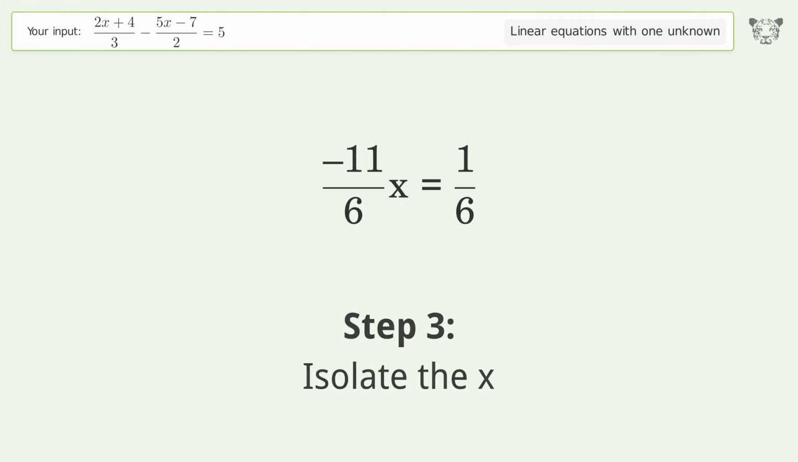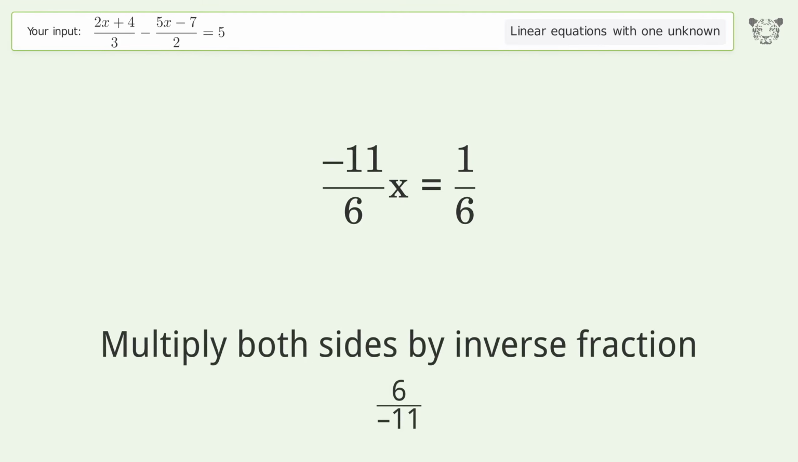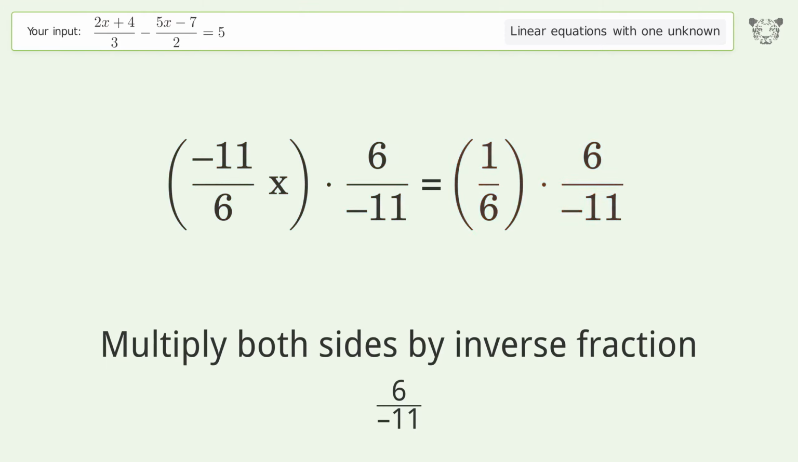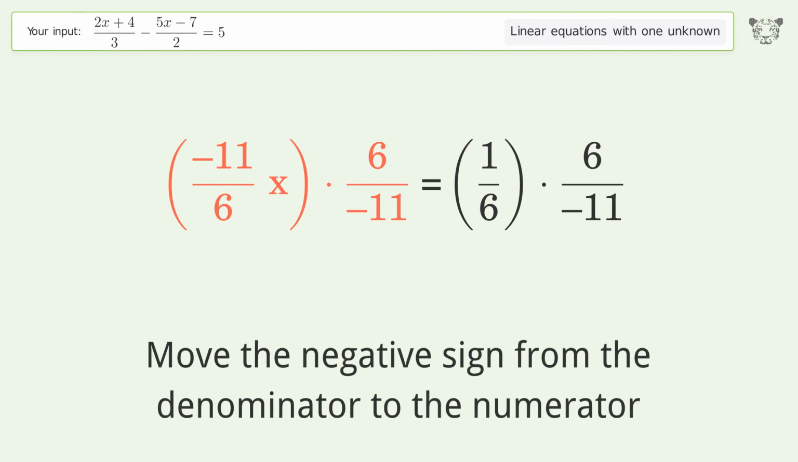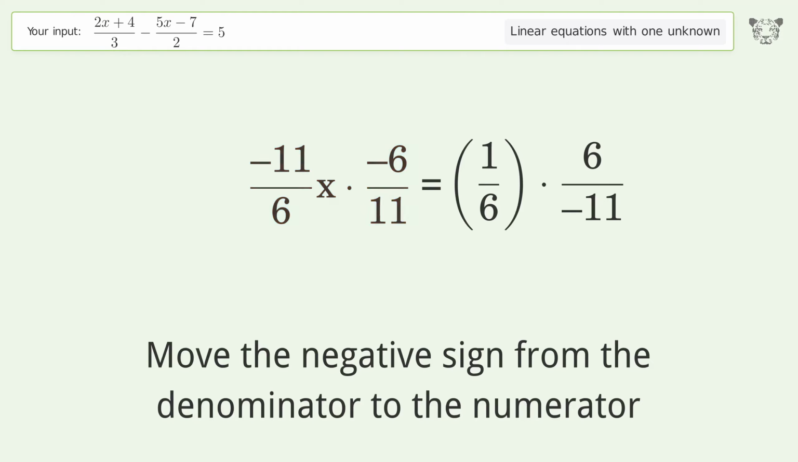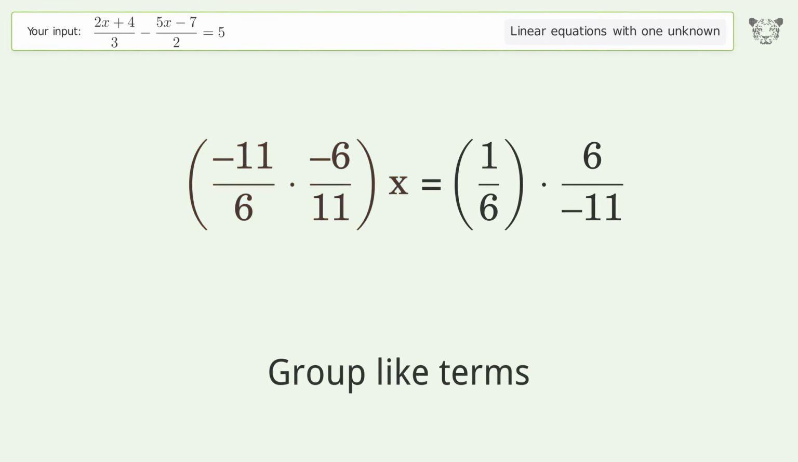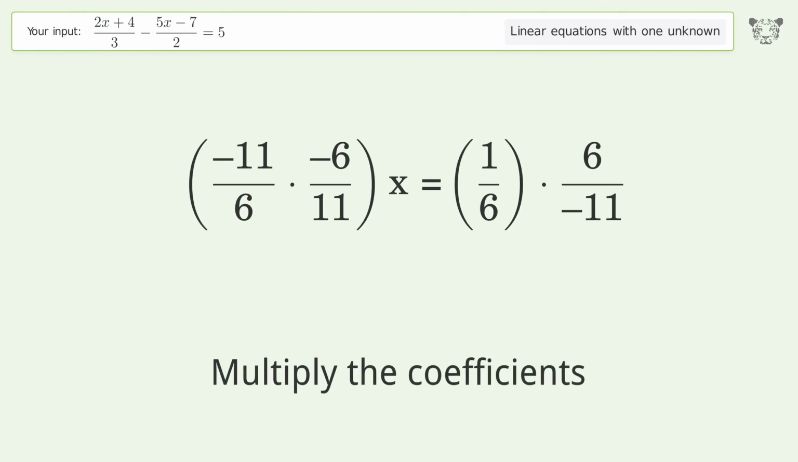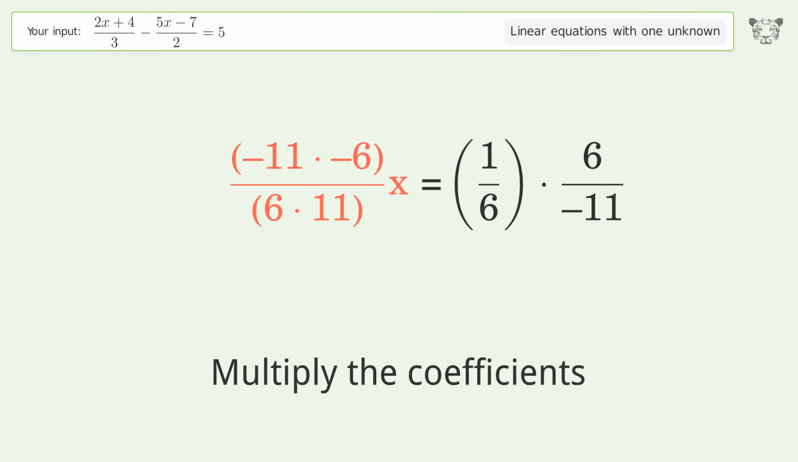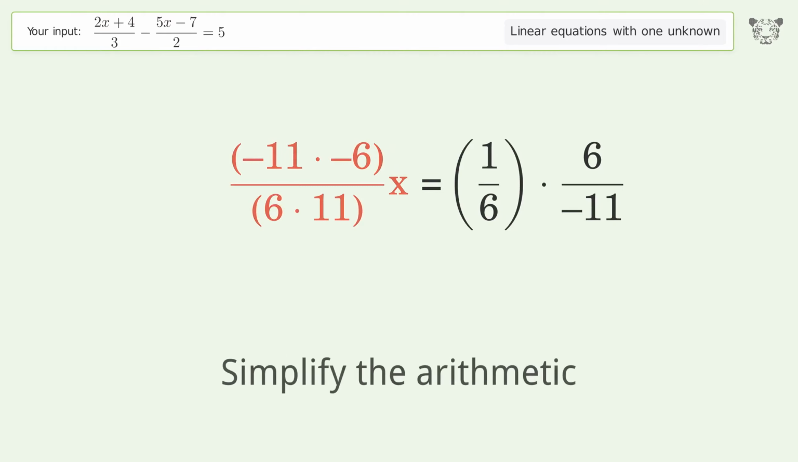Isolate the x. Multiply both sides by inverse fraction 6/11. Move the negative sign from the denominator to the numerator. Group like terms. Multiply the coefficients. Simplify the arithmetic.